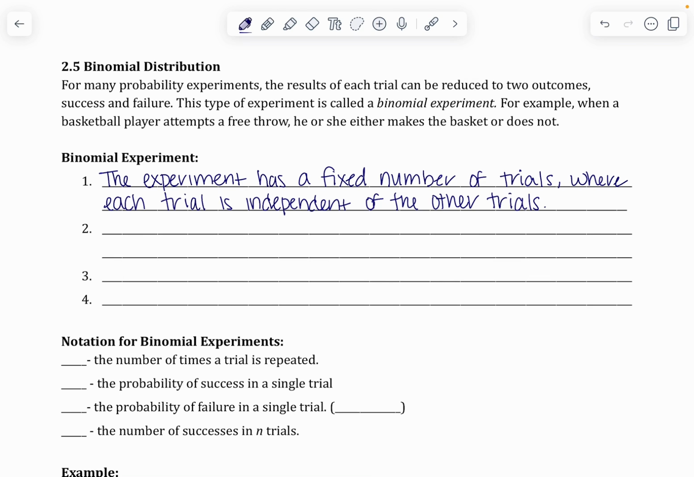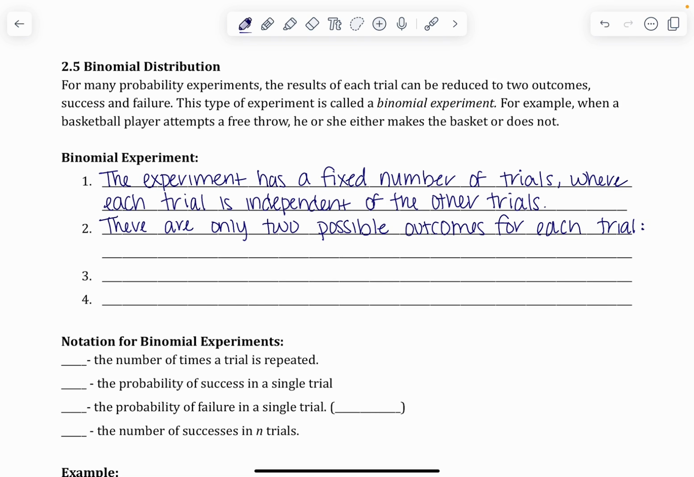Our second characteristic, there are only 2 possible outcomes for each trial. And those 2 outcomes are success and failure. So making a basket, not making a basket. Drawing a 2, not drawing a 2.